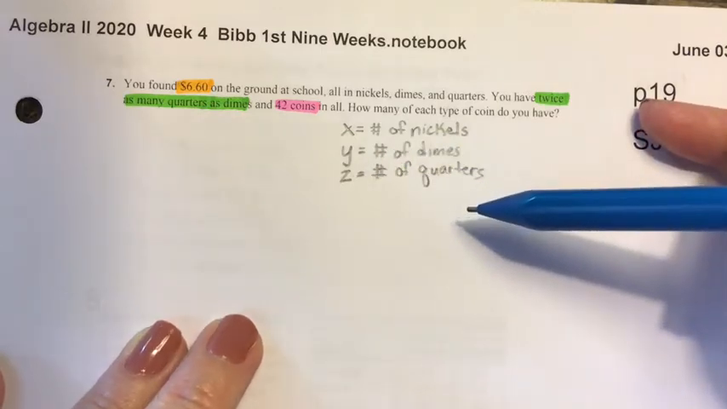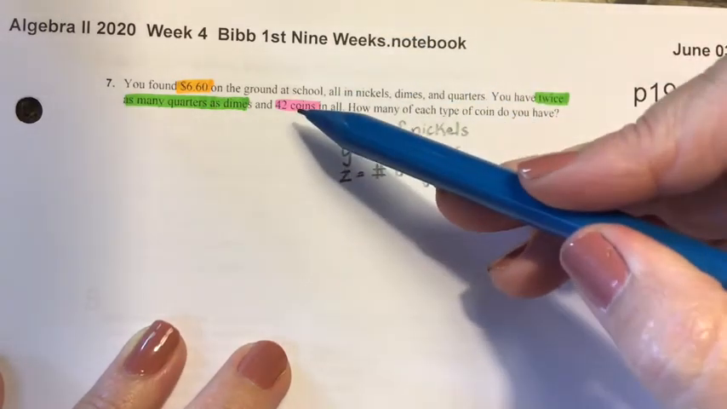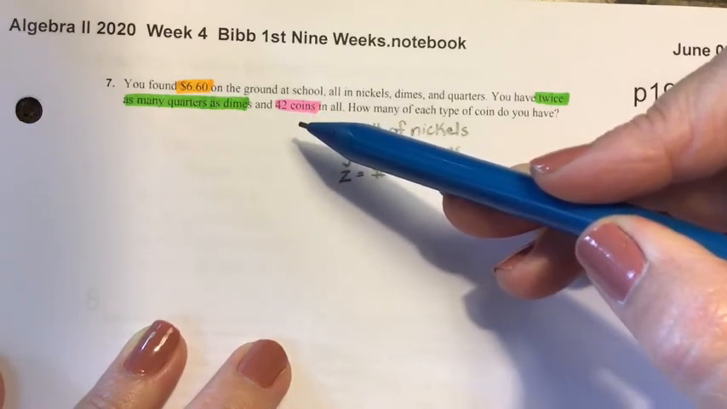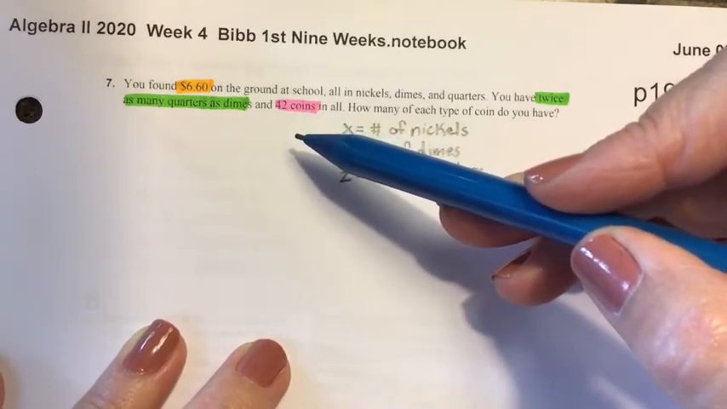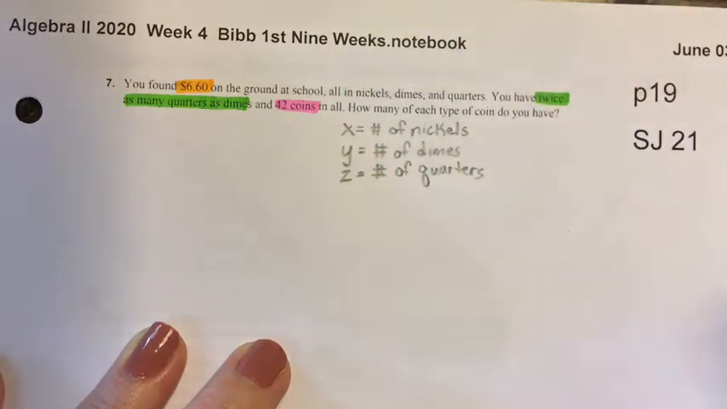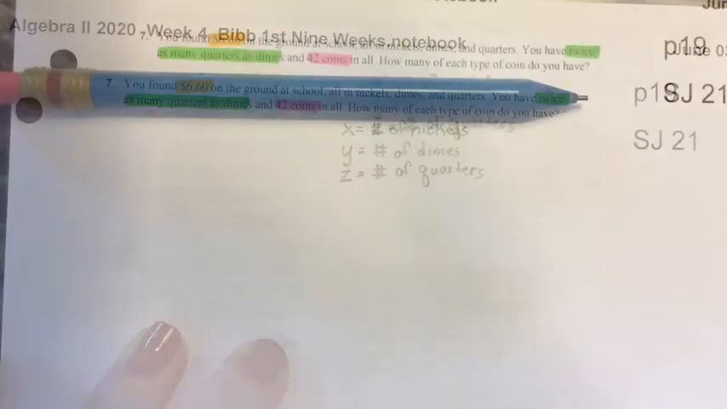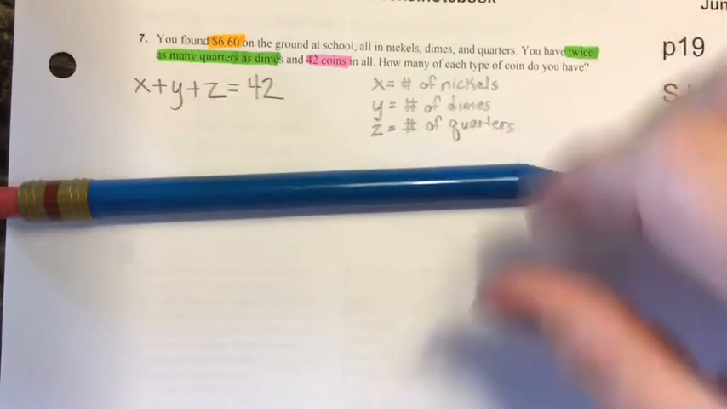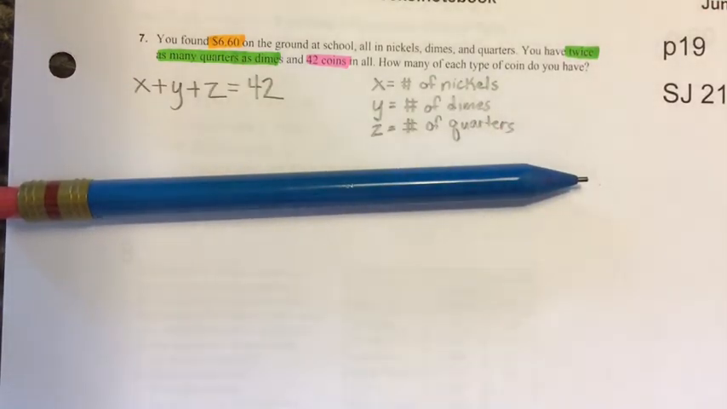The first thing I'd like for you to do is use the pink 42 coins and write your first equation. Think about it for a moment, pause the video, and then press play to see the answer. Hopefully after you thought about it, if you have 42 coins, some nickels, some dimes, some quarters, you wrote down X plus Y plus Z equals 42.